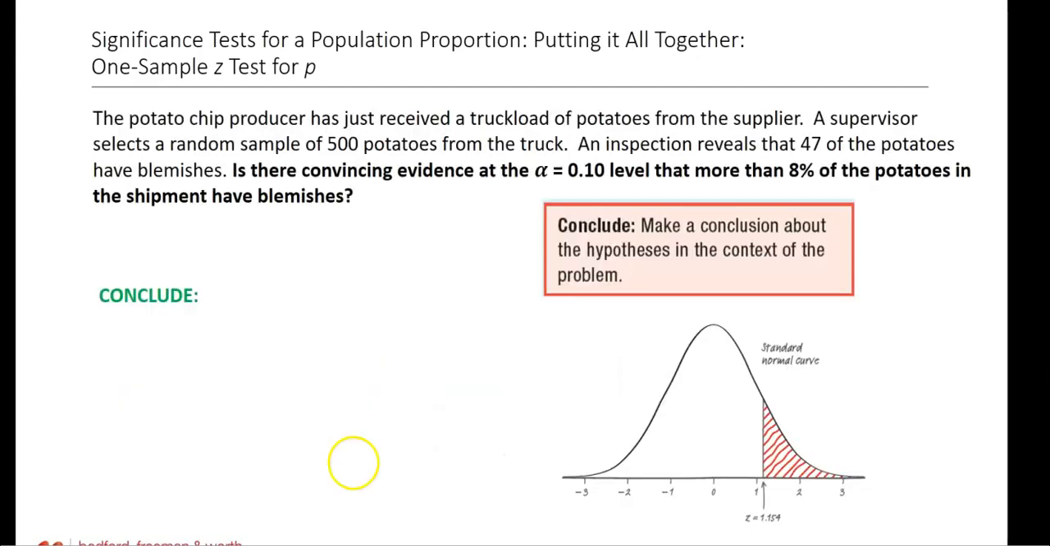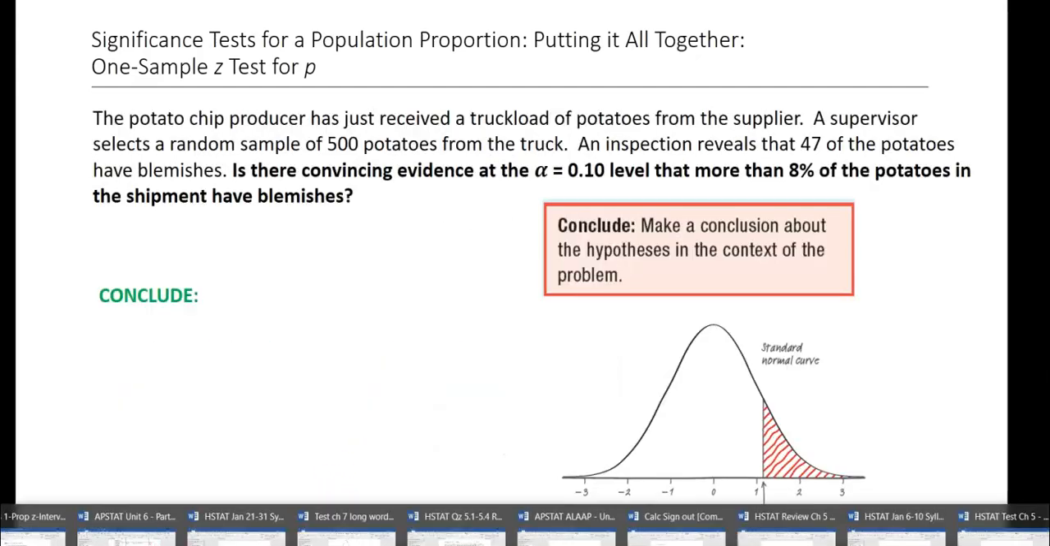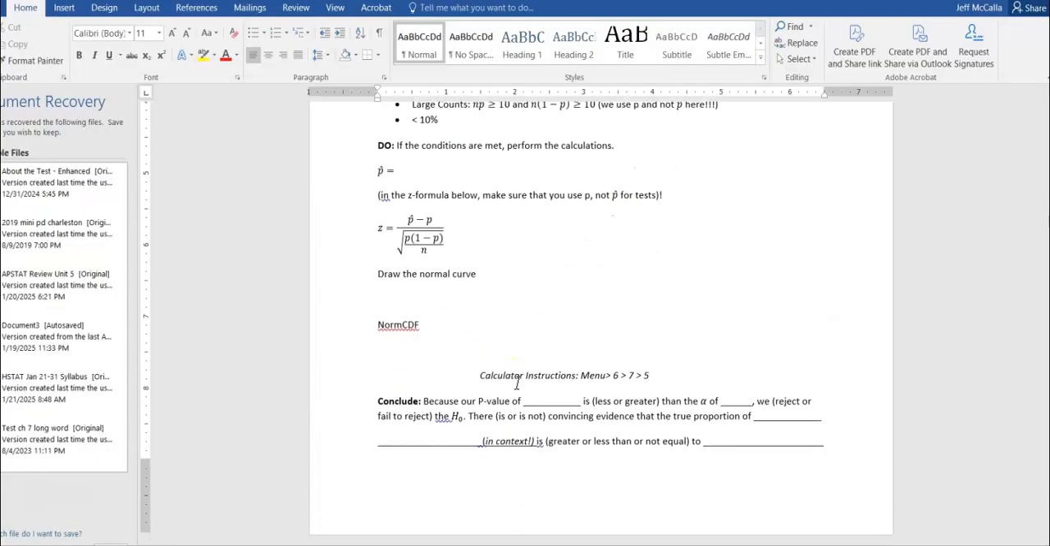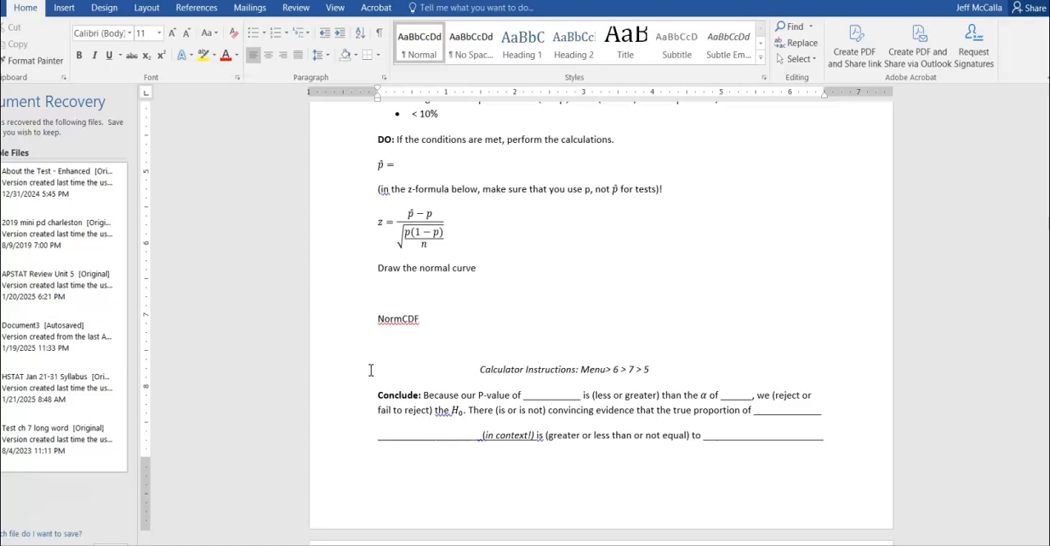Okay, so then again, I like to go to the script here. So the script is at the bottom there. Because our p-value of 12.4% is greater than the alpha level of 10%, we do not reject it. We fail to reject it. There is not convincing evidence that the true proportion of blemished potatoes is greater than 8%. So something to that effect is what you want to say.